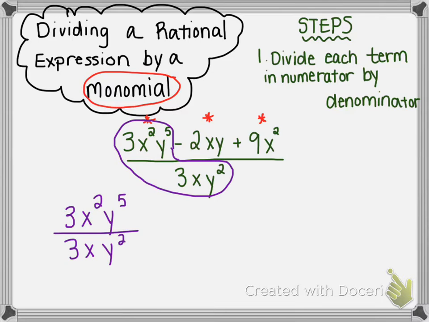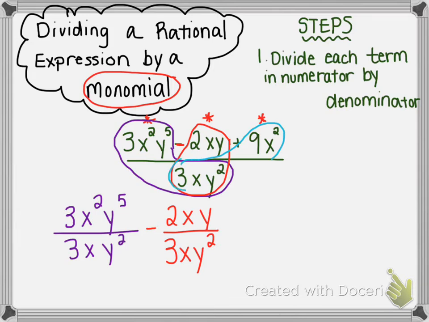Then for this next one, I'm going to keep the same sign. So I'm going to keep that same sign of subtraction, but I'm going to take the second term and divide it by the denominator. So we're going to have 2xy divided by 3xy squared. After that, I've got my very last piece here, which is 9x squared, and divide that by 3xy squared. So plus 9x squared divided by 3xy squared.